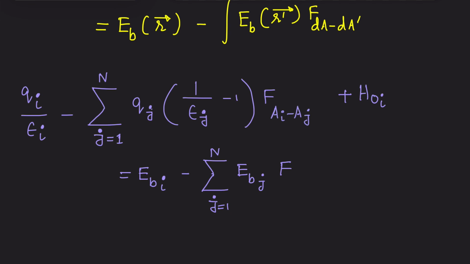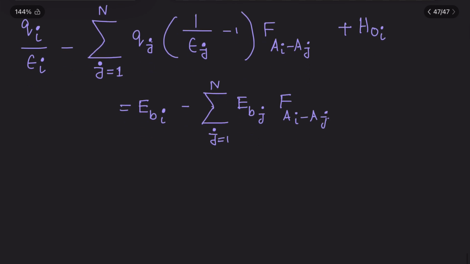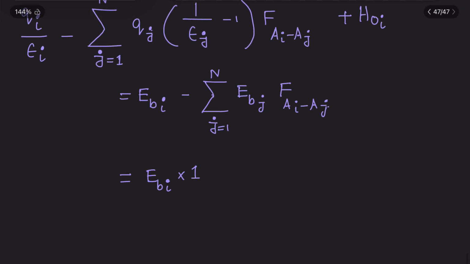AI AJ, this is also AI AJ. Clear? So this is the final equation for the enclosure, and this has one more form. If I multiply EB into 1, that is not a crime, right? So I am writing it directly: EBI is equal to EBI into 1.